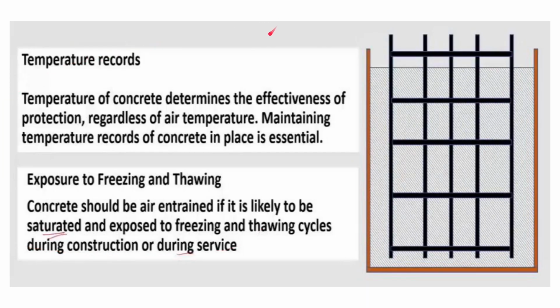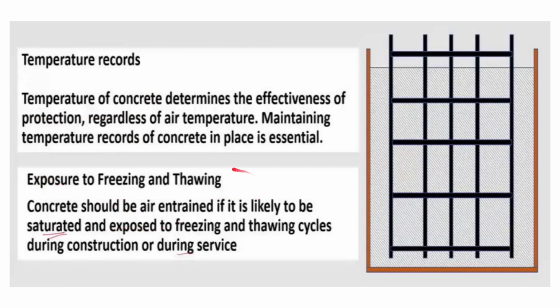Temperature records: the temperature of concrete determines the effectiveness of protection regardless of air temperature. Maintaining temperature records of concrete in place is essential. Because of that, it is very important to find the concrete temperature and its effectiveness due to protection. Next, exposure to freezing and thawing.